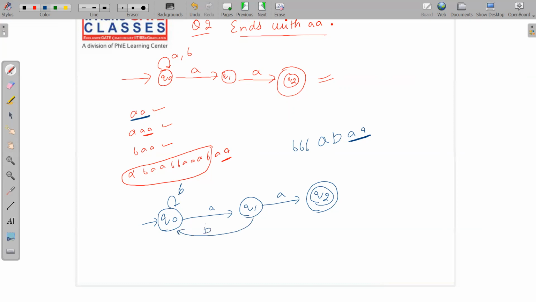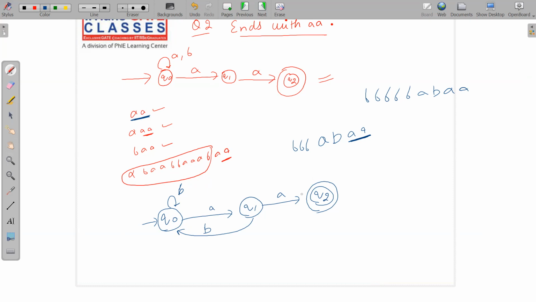I hope I have made the point crystal clear to all of you: on Q1, whenever B is read, why will we move to Q0? Because on Q0, whenever double A is read, we will move to Q2. Whenever many B's are read and then A is read, we are at Q1. At Q1, whenever B is read, that means we are again in search of double A. So for searching double A, we should move to Q0 only.